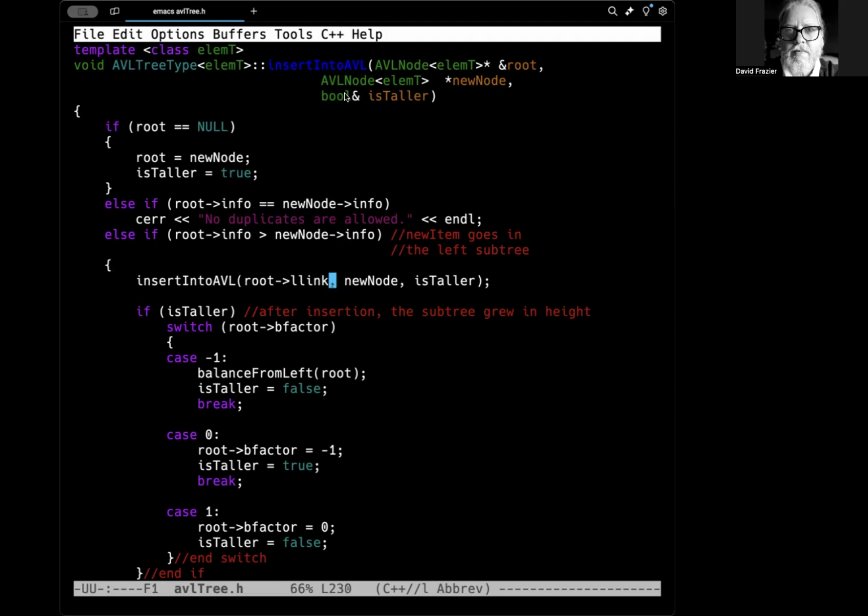Here's the recursive part. We're now calling the insert into AVL on the root's left link. And we'll keep doing that as we go along. There's another if down there. If it's not, it's going to go into the right subtree.